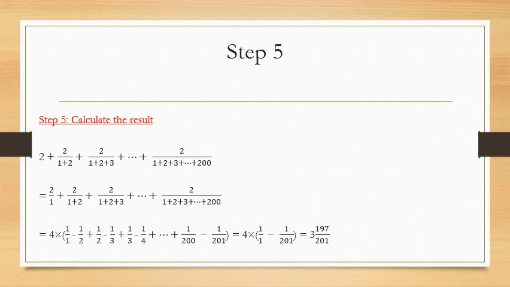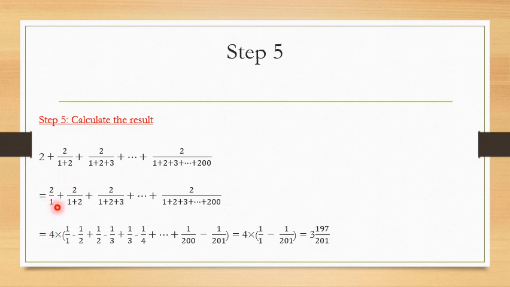So step 5 would be to calculate the result of the initial question, right? So 2 plus 2 over 1 plus 2, plus 2 over 1 plus 2 plus 3, etc. Now, first we have to replace 2 with 2 over 1, and after we have to use the previous formula that we found, so 4 times (1 over n minus 1 over n plus 1), right?